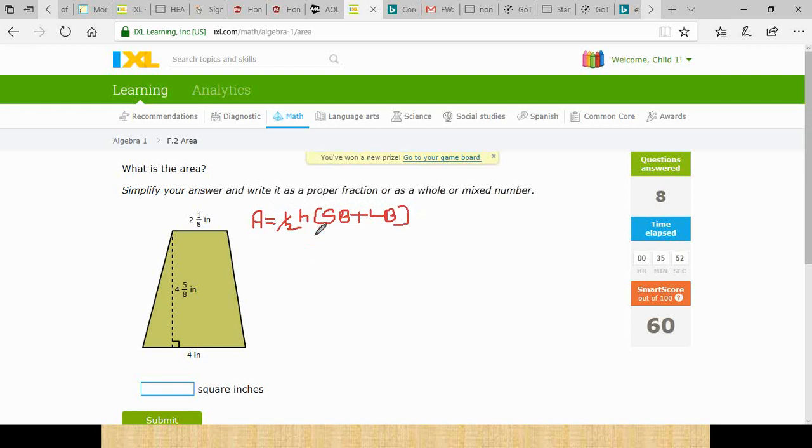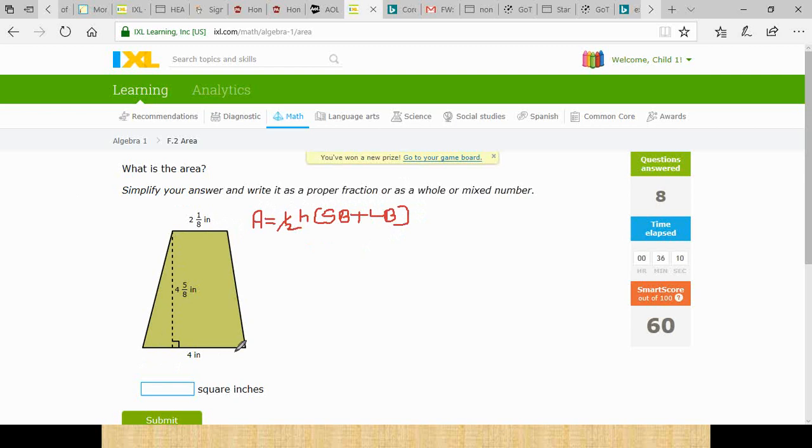So you write this down in your book because I'm going to ask you again. This is the area of a trapezoid. This is the short base because it's short. This is the long base because it's longer than the short base. And then this is the height.